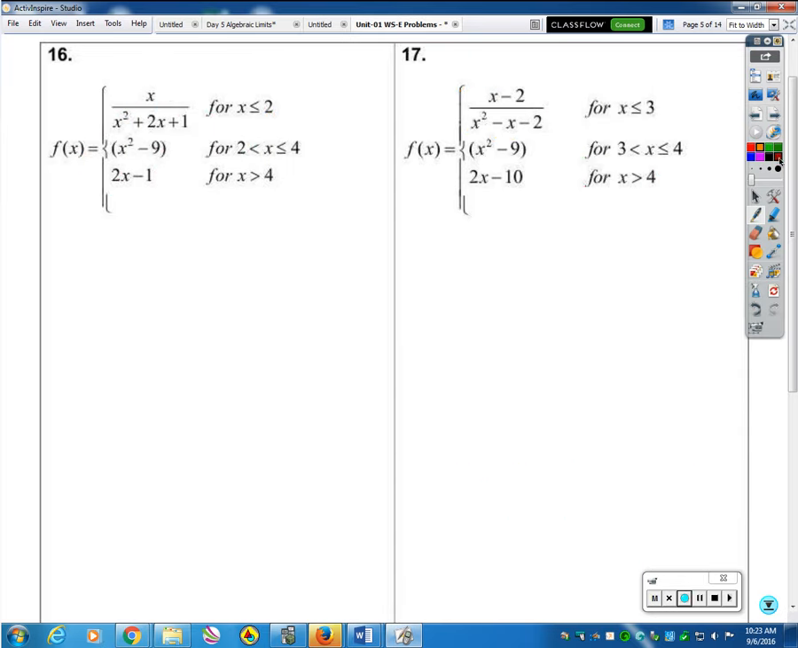Okay, next thing. We still need to look for the other two types of discontinuities: a hole and a vertical asymptote. Memorize this. Holes and vertical asymptotes only occur in rational functions. Memorize that. Only rational.